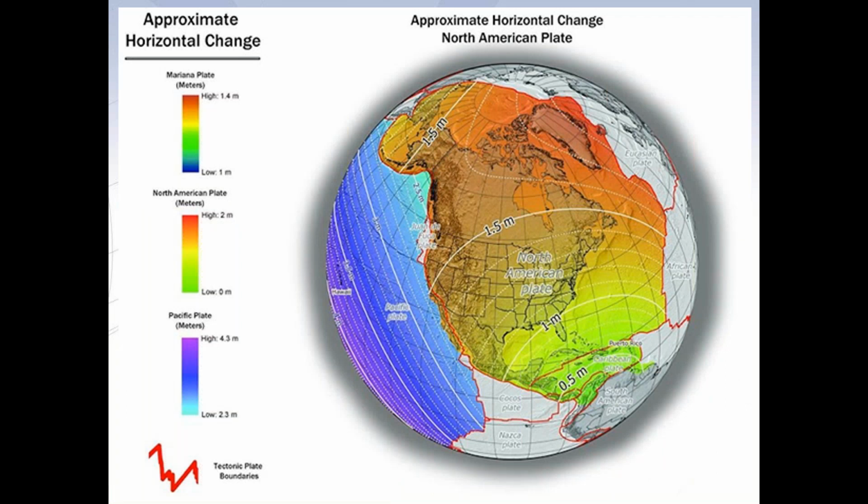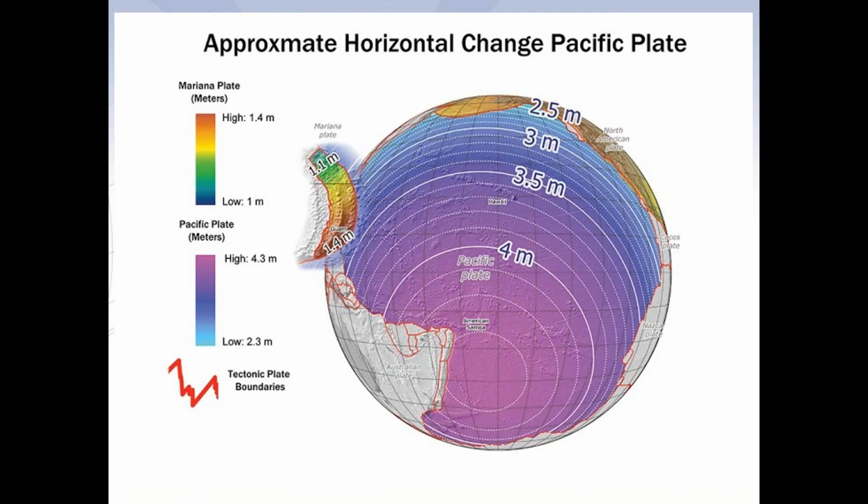So in the North America plate, it's going to be from 0 meters to 2 meters in positional change. With the Pacific plate, it's going to be a low of 2.3 meters to 4.3 meters. So you can see that if you're going to be doing work out in the Pacific, you're going to have to take this into consideration. And in the Marianas plate it's going to be 1 meter to 1.4 meters.